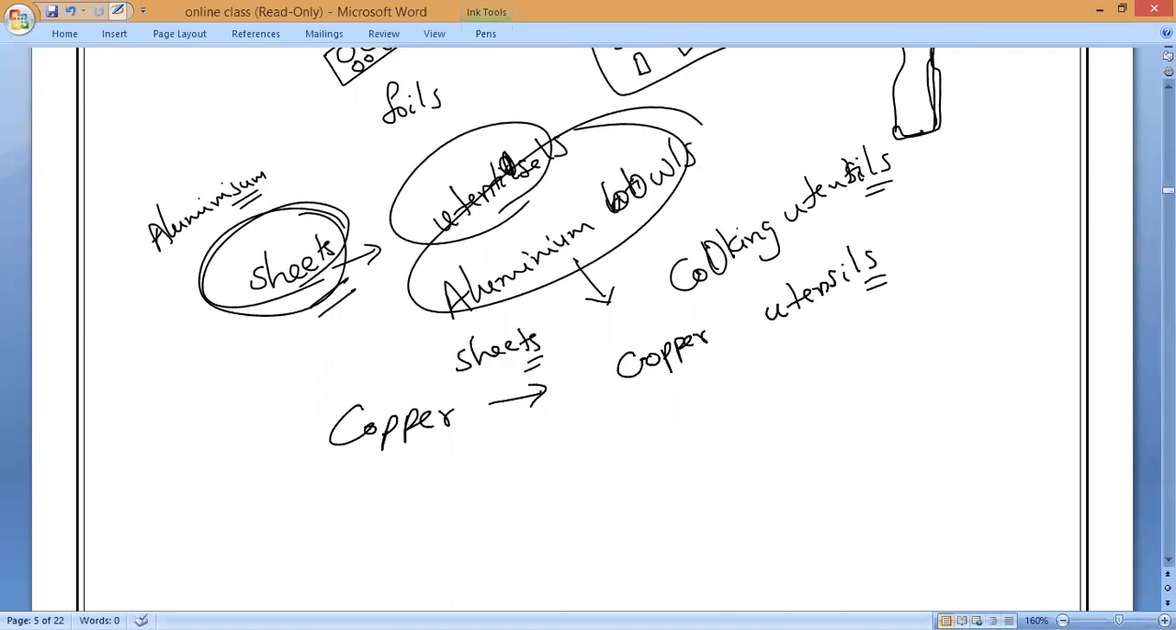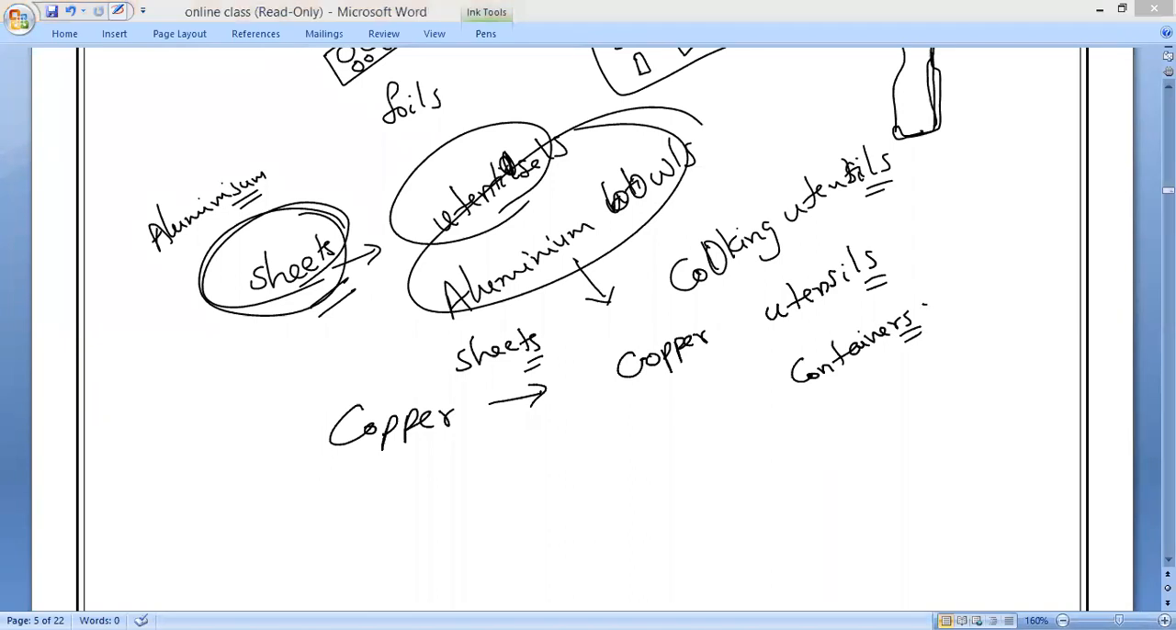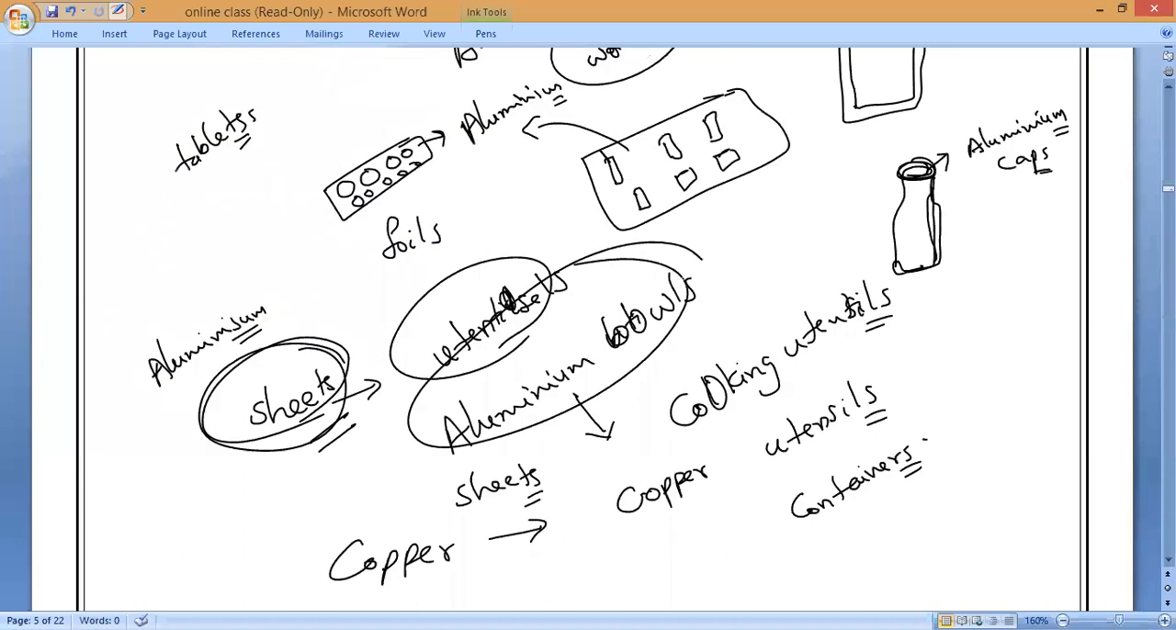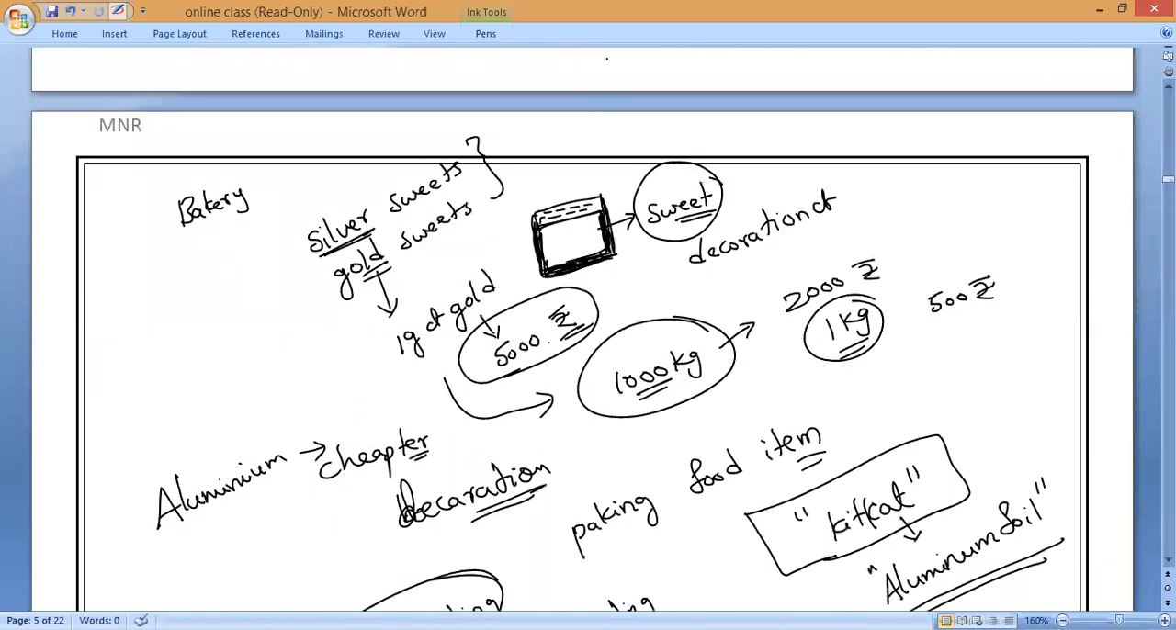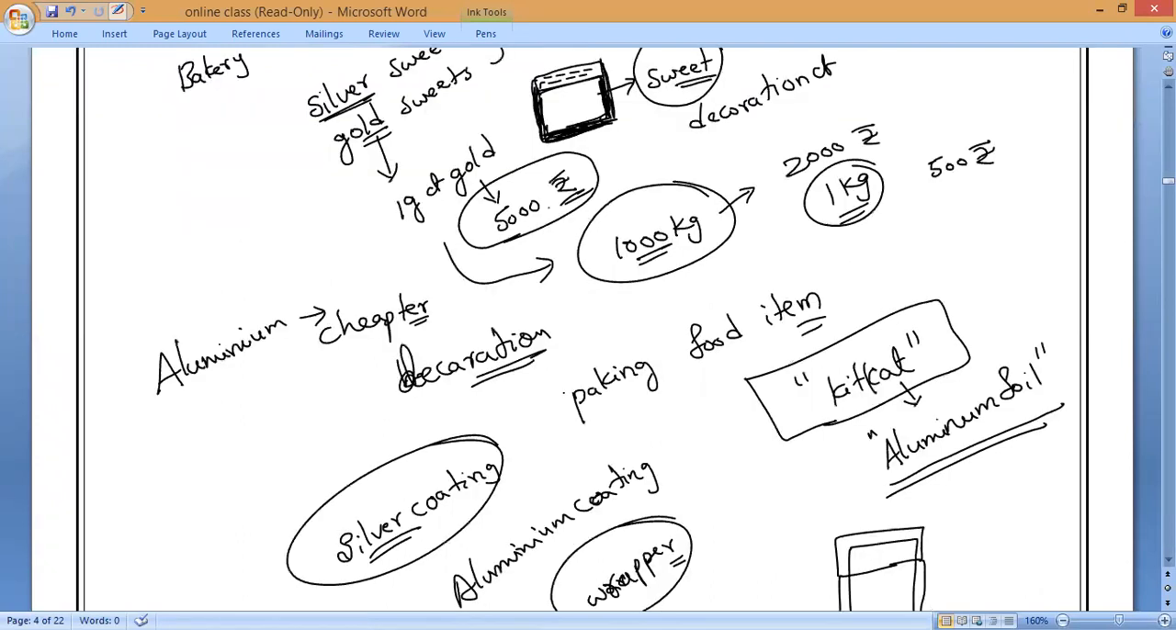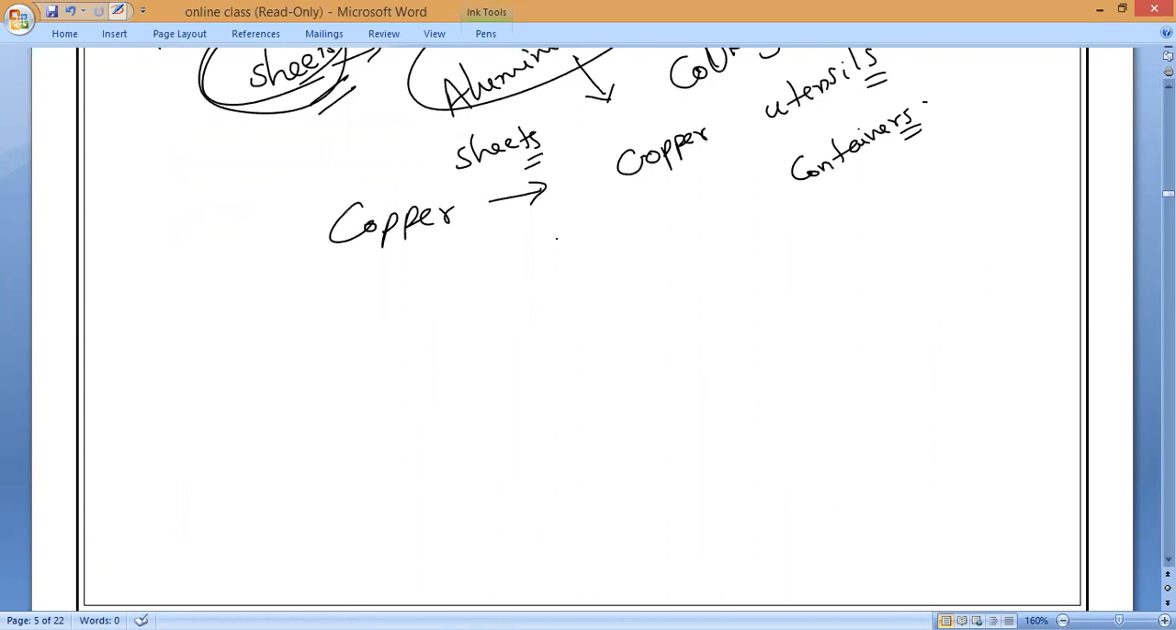We'll use copper sheets for making utensils as well as containers, like mug, jug, cup and all. So these all are metals only. Metals are highly malleable in nature, which is a very, very important property of metals. So whatever substance shows malleability, what is the first character? Is it a metal or non-metal? If it is malleable in nature, it is a metal. Mitakshri, Harini, it is a metal.